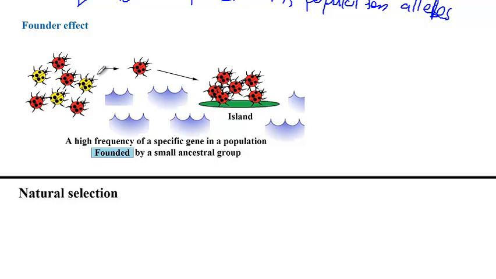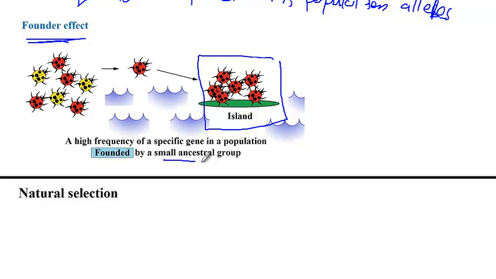So here, look at these ladybugs, for instance. If one of them somehow is carried out by a wind to an island that there is no other ladybugs, and it starts a new population, all of these ladybugs would be red, which is different from their parental population. So this is an example of founder effect. So a higher frequency of a specific gene in a population is founded by a small ancestral group that has started to establish a new population in a new environment.